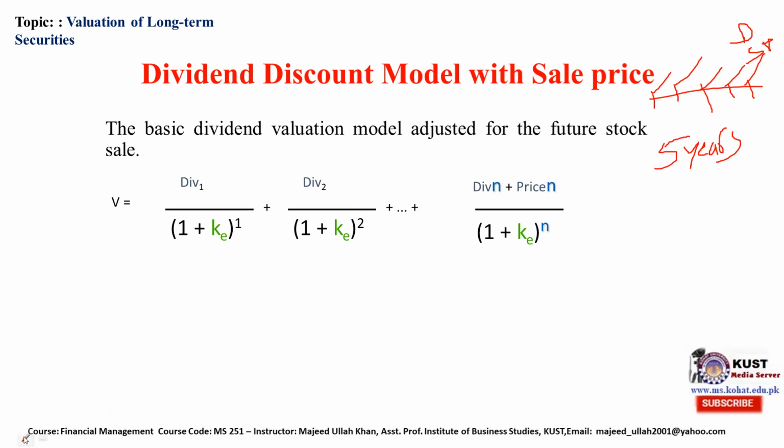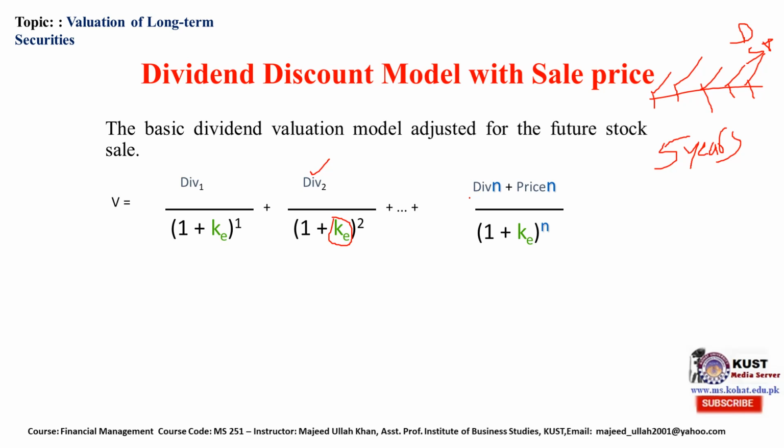This is the same model, but with one change. The dividend in the first year, we will discount at the required rate of return. The dividend in the second year, we will discount at the required rate of return for the second year. Discounting and compounding have already been taught to you in the first 5 or 6 lectures, and we will solve the problems in the second chapter.